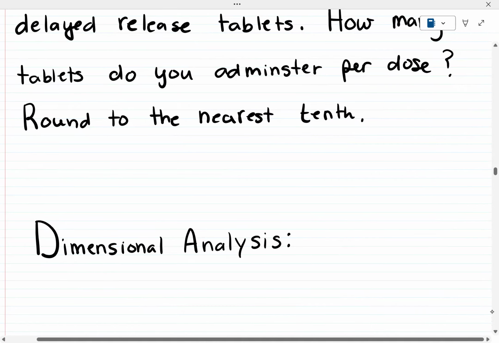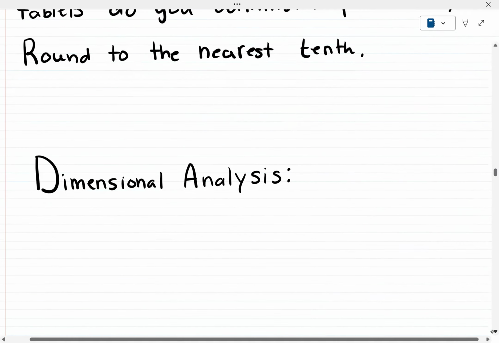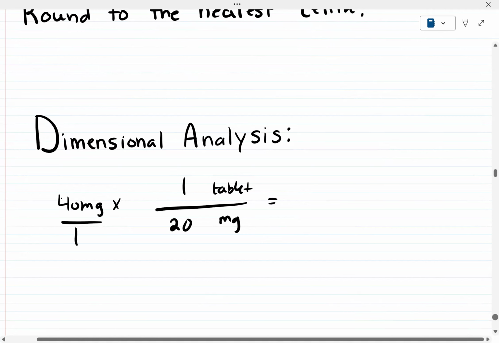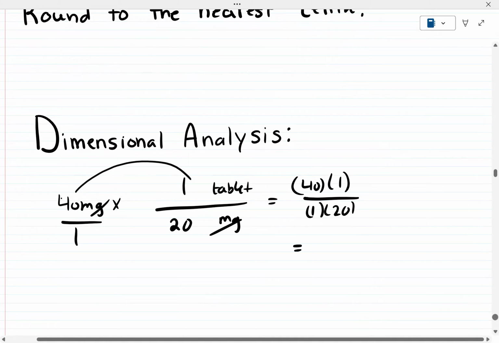So the first thing I would consider is, do we have to do an extra conversion? No, because everything is in milligrams, so we're good. So you can start it out as this. For dimensional, it would be 40 milligrams times a fraction, milligrams at the bottom, and then tablets on the top. So we know that for 1 tablet, there's 20 milligrams, and then the milligrams disappears, and you're left with tablet, and then multiply across, so 40 times 1, and then 1 times 20. That gives you 2 tablets.